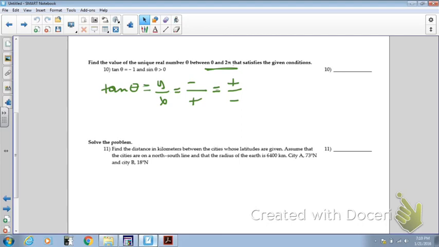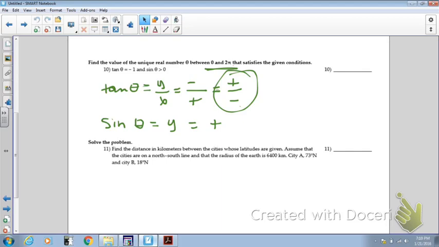Okay? And I'm going to go look at the unit circle for this. We also know that the sine of theta is greater than 0. So the sine, which is in this case y, it says is positive. So that means we're looking in the quadrant where y is positive, x is negative, and they're the same number.